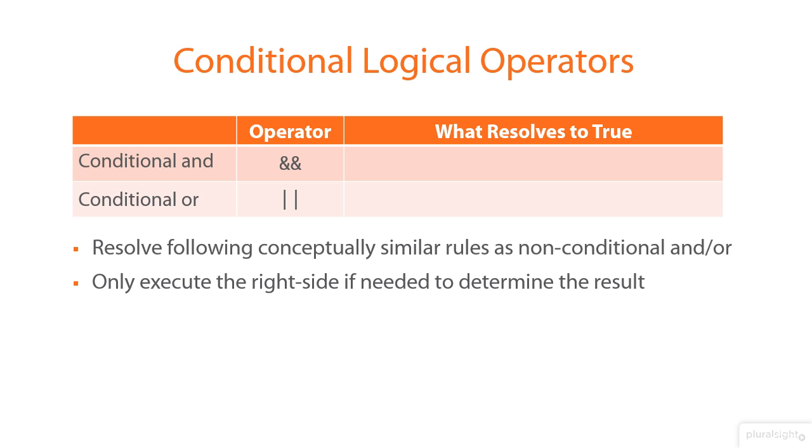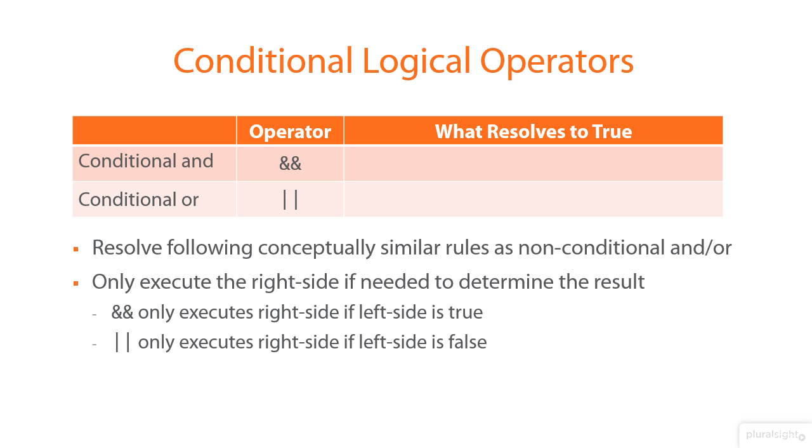So in the case of an and, both sides have to be true. So a conditional logical and only executes the right side if the left side was already true. Because if the left side was false, we know the and's going to fail anyway, so there's no reason to even run the right side of it. In the case of the conditional logical or, it only executes the right side if the left side is false. Right? Because if the left side were true, in that case we'd already know we were done, so we wouldn't need to execute the right side.